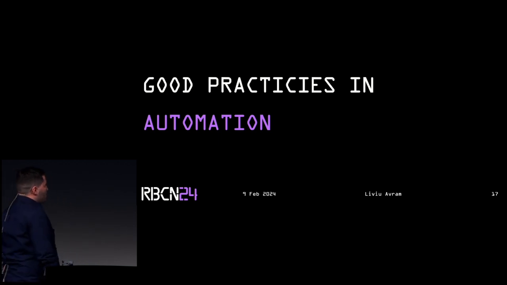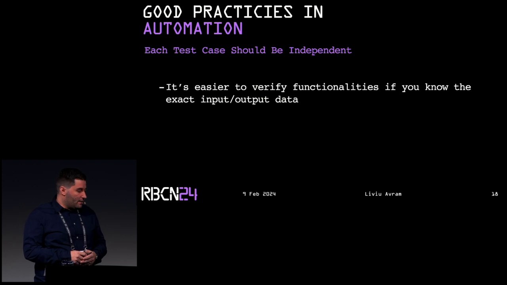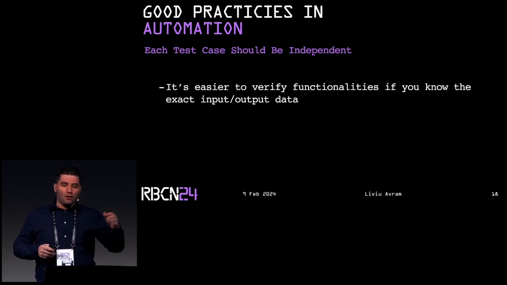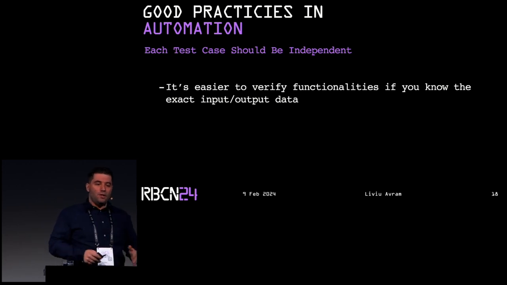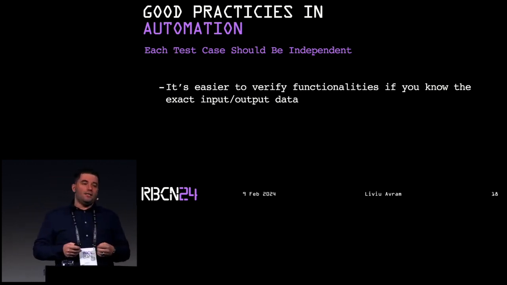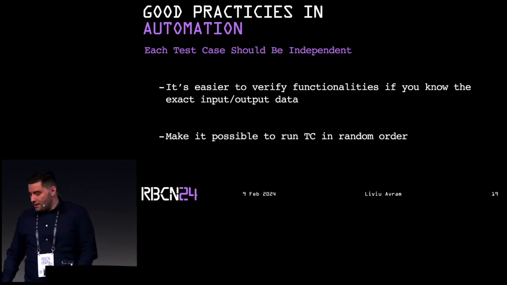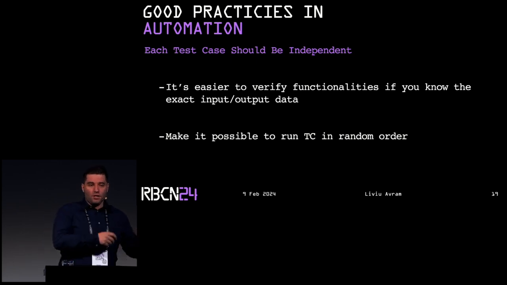Now, let's look at some good practices in automation. The first and maybe the most important is that each test case should be independent. It makes it easier to verify functionalities if one test does not rely on another test. That means that if you have a suite containing 20 tests and they are all connected to each other, at one point, if one test fails, all the other functionalities will not get tested because your suite will not move on. Also, you should know your input and your output data. What do you want to test, and what is the outcome that you want to obtain? And then, one other important advantage of this is that it makes it possible to run your tests in a completely random order and also run them by functionality, let's say.